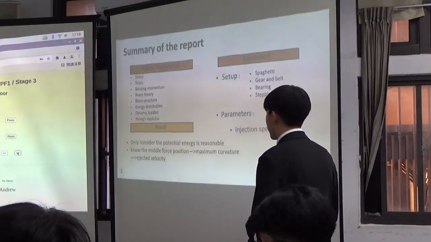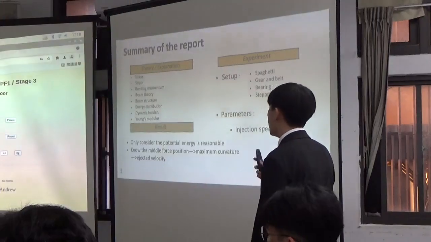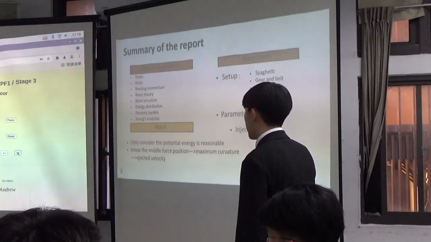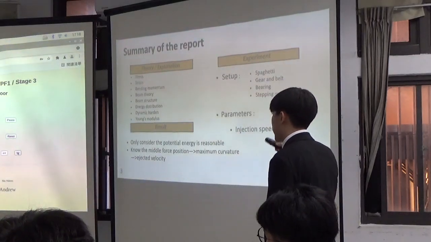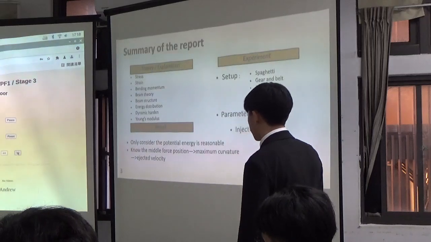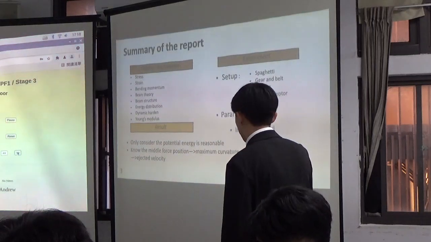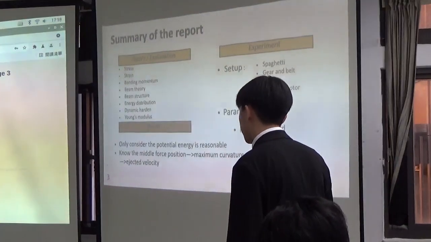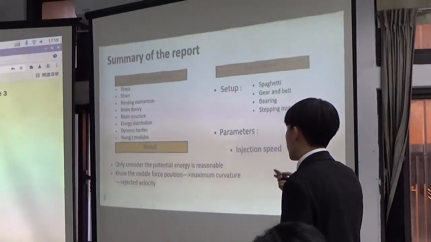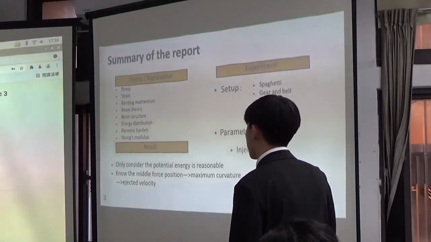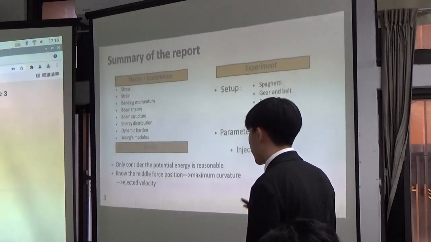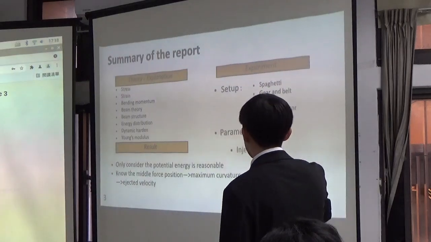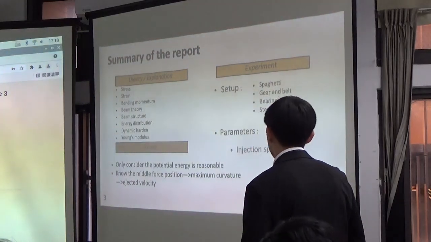So first, in terms of the reporter's theory, the reporter considers the stress and strain of the spaghetti. The reporter measured the bending of the spaghetti and fitted it to his theory to calculate the potential energy of the spaghetti. Later the reporter used this energy perspective to compare it with the kinetic energy of the debris that were ejected out. So the main focus of the theory seemed to be the energy perspective.